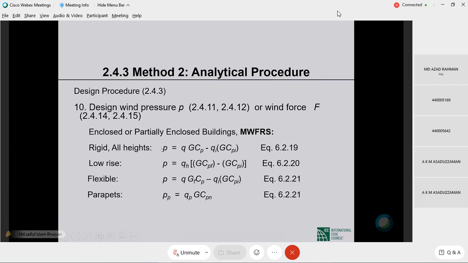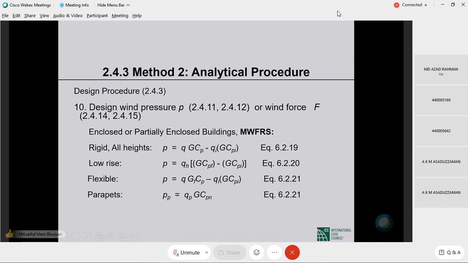P, pressure on the building, is Q, G, C sub P, we know every term, minus the internal pressure Q sub I, G times C sub Pi. G times C sub Pi we now know is plus minus 0.18 for enclosed buildings, which are most buildings, or plus minus 0.55 for partially enclosed buildings. Q sub I most of the time can be taken as Q sub H. That would be a conservative thing to do.